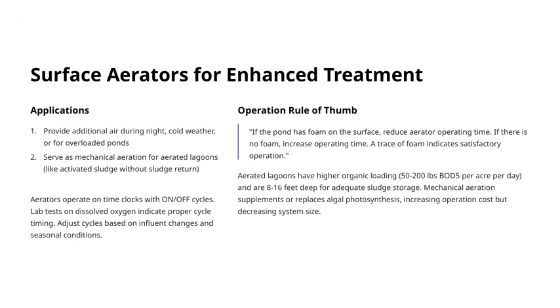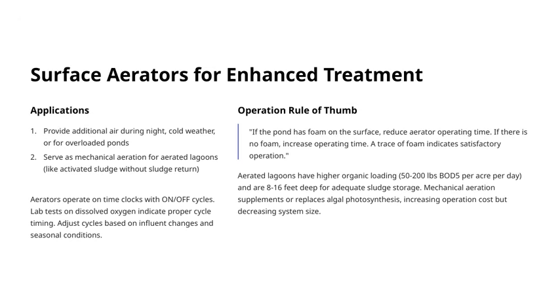We've conducted lab tests measuring dissolved oxygen levels to determine the appropriate cycle timing, but it's crucial to adjust these cycles based on influent variations and seasonal conditions to maintain optimal performance. A helpful rule of thumb for operation is, if you see foam on the pond's surface, it indicates that you should reduce the aerator's operating time. Conversely, if there's no foam, you can increase the operating time. A small amount of foam actually indicates the system is functioning satisfactorily.